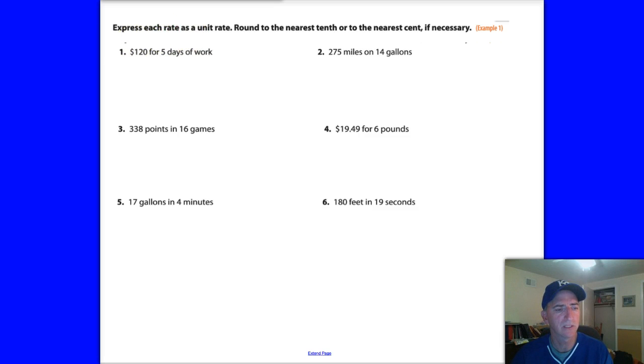So the directions here say express the rate as a unit rate. Round it to the tenth or cent, whichever one's appropriate. So this question right here, the first one, let's just work through these. They're very easy.